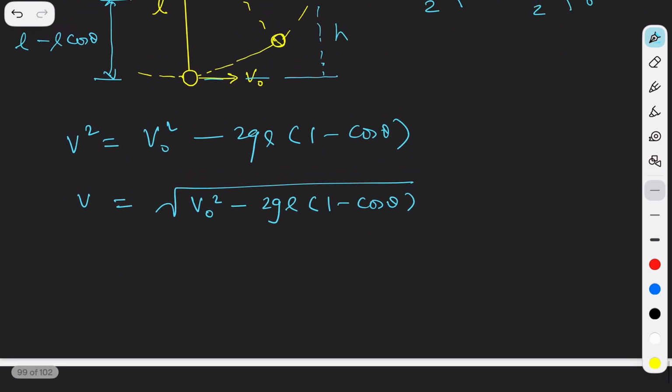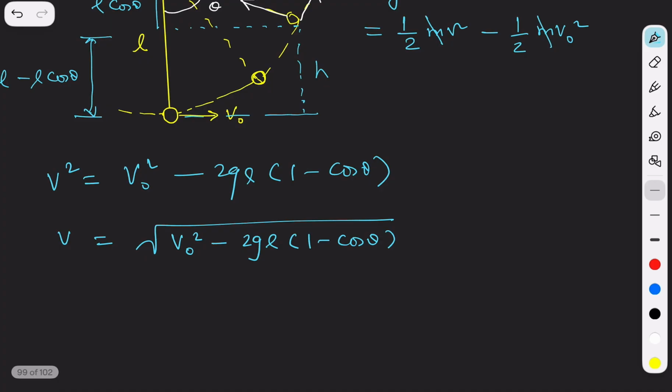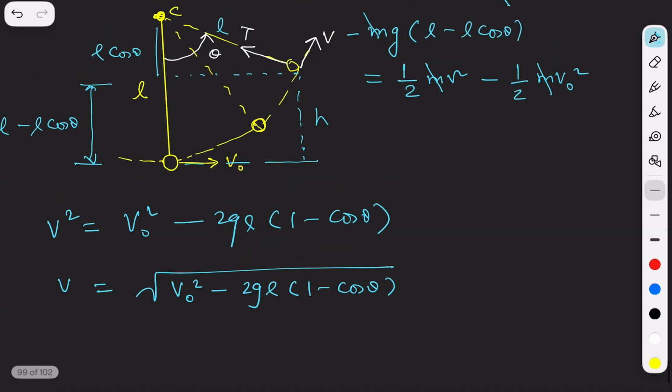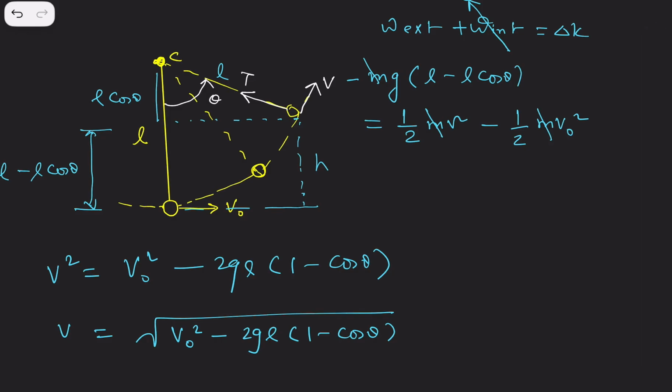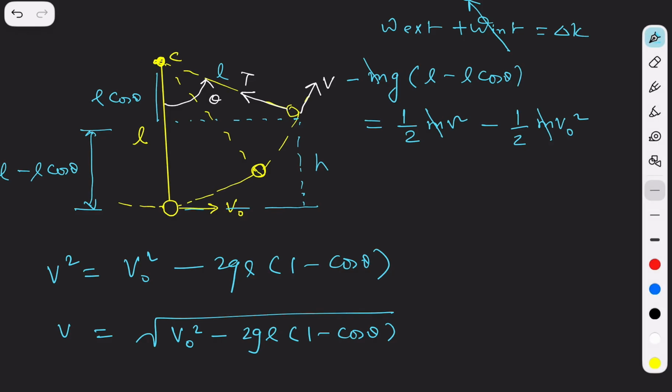Now coming to the calculation of tension. Let me make the FBD of the particle at this moment. Right now there is this mg force acting, and this tension is acting in this direction. If this is theta, this angle will also be theta. So this component will be mg cos theta, and this will be mg sin theta.